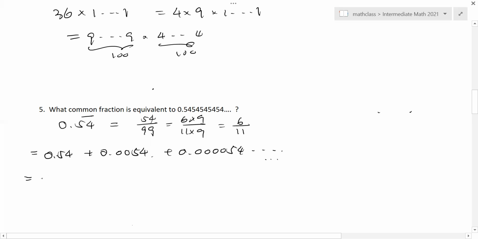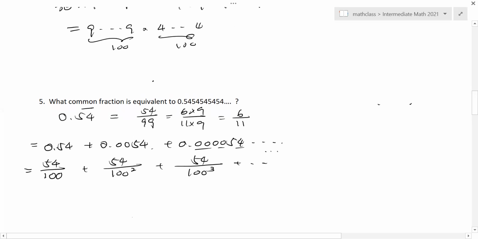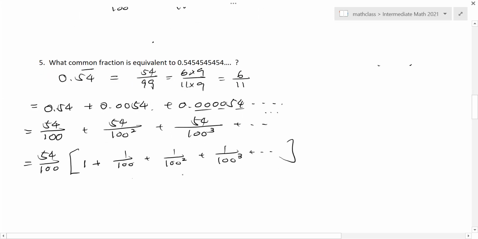Then each of them is 54 over 100, that's a 100, right? And that will be 54 over 100 squared. That'll be 54 over 100 cubed. As you keep going, in order to add the infinitely many terms, what you can do is take 54 over 100 out of each of them, then you get the 1 here, and the 1 over 100, here's a 100 squared, and then 100 cubed, and so on. So the question is how to add those numbers together.